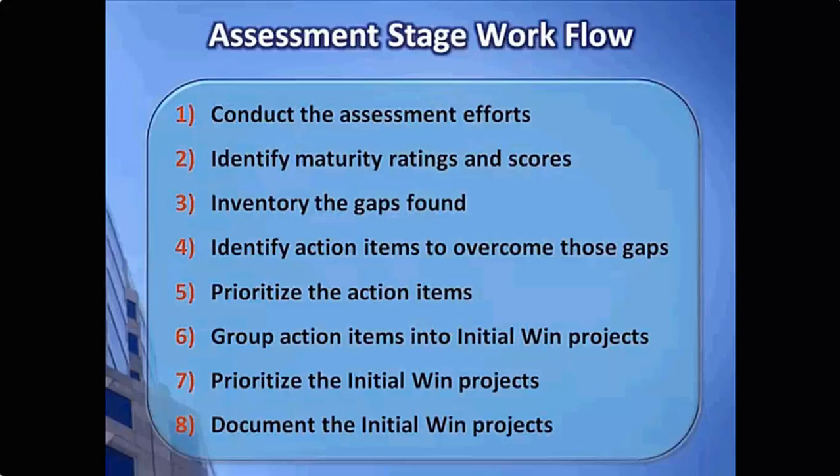Here's our assessment stage workflow in a little more detail. The assessment is conducted and produces findings or gaps between our current state and ITIL good practices. These should be observations, ratings, or any other items that come out of the assessment activities. Next, each finding should be translated into an action item. In other words, for each gap found, what should be done to overcome the gap? Once we have our inventory of action items, the action items will then be prioritized and grouped into one or more initial win projects. We will then prioritize those initial win projects and prepare a separate document or write-up for each initial win to describe it.